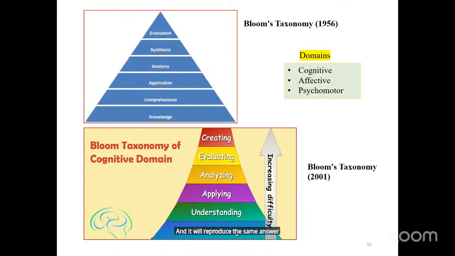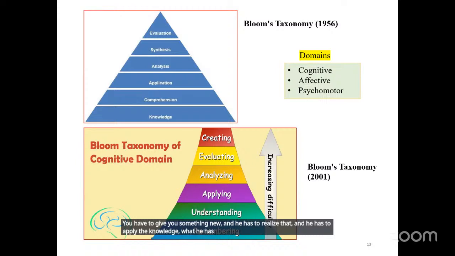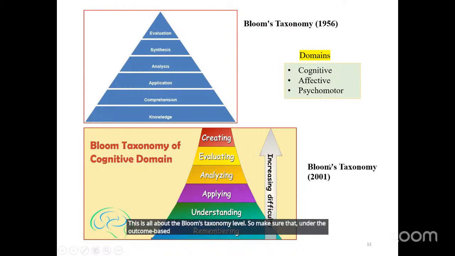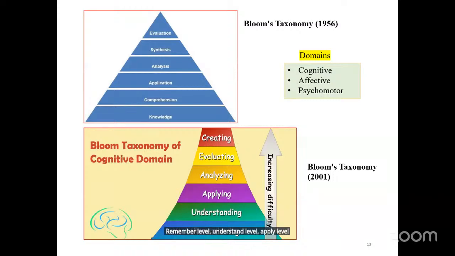That is not the applying level. You have to give something new, and he has to realize that and apply the knowledge he has acquired during the course of study. Then he has to write an appropriate answer. That is the apply level. This is all about the Bloom's taxonomy levels. So make sure that under the outcome-based education framework, you set the question paper in such a way that your questions cover all these 6 levels: remember level, understand level, apply level, analyze level, evaluation, and create level.